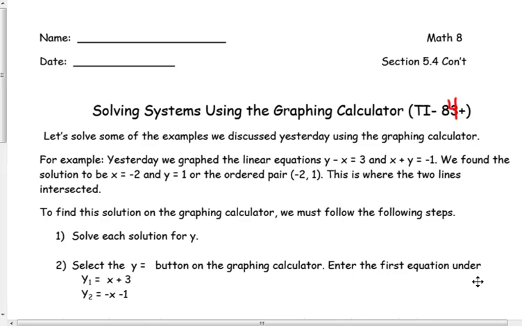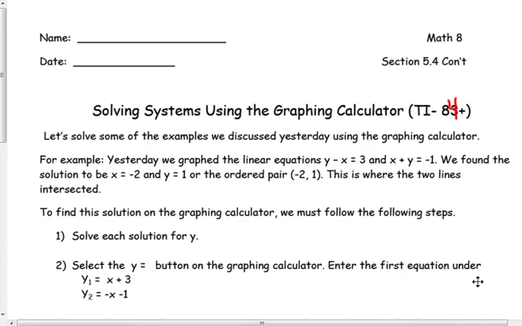Let's solve some of the examples that we discussed yesterday using the graphing calculator. For example, in the video prior to this one, I solved the linear equations y minus x equals 3 and x plus y equals -1. We found the solution to be x equaling -2 and y equaling 1, or the ordered pair (-2, 1). This is where the two lines intersected.